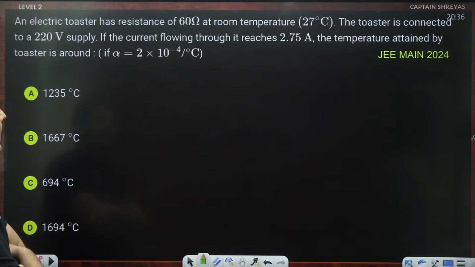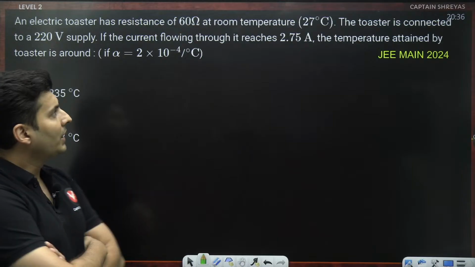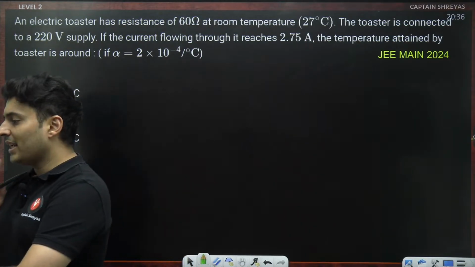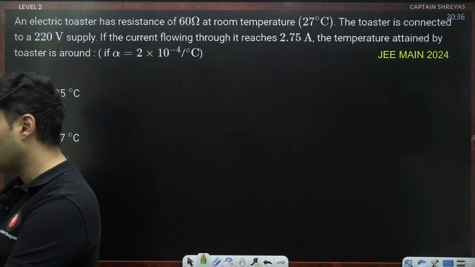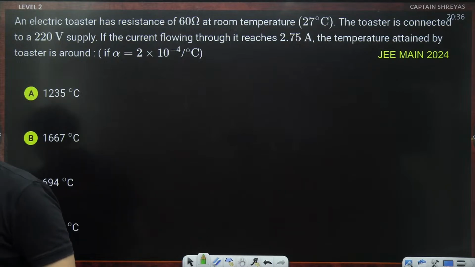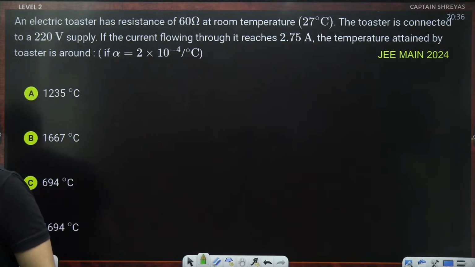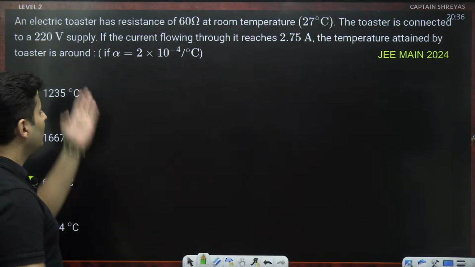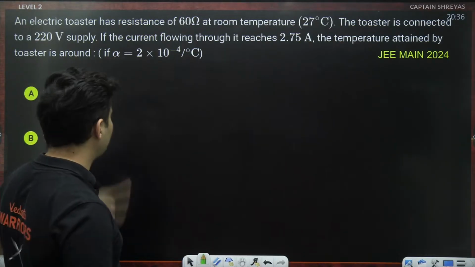Now if the current reaches 2.75 amperes, the temperature attained by the toaster is around... Okay, I know the base resistance at 27 degrees Celsius. If I can find out the new resistance at some increased temperature, then I will be able to find the temperature which is attained. The thermal coefficient is already mentioned.